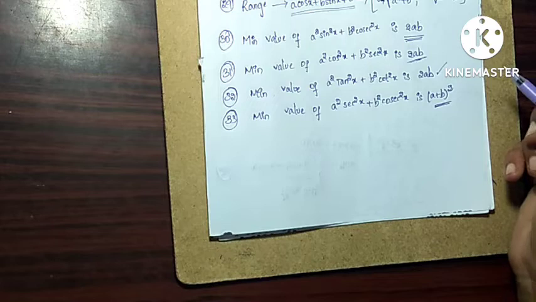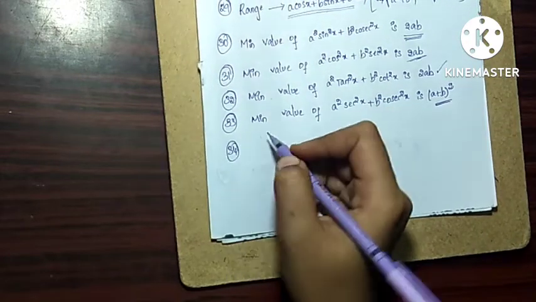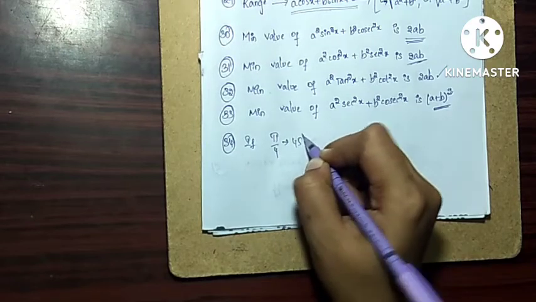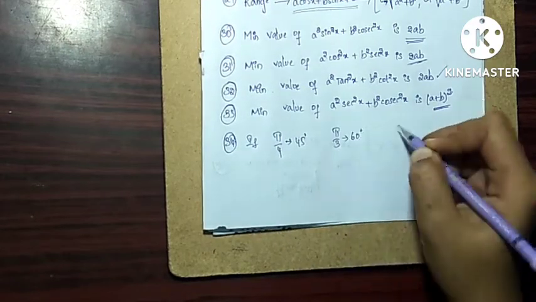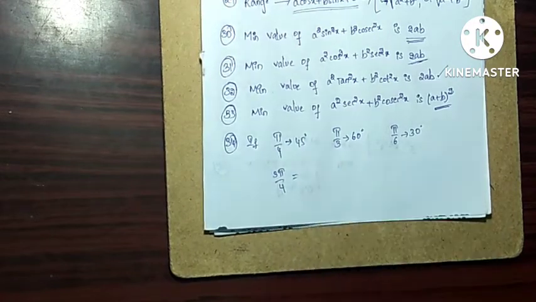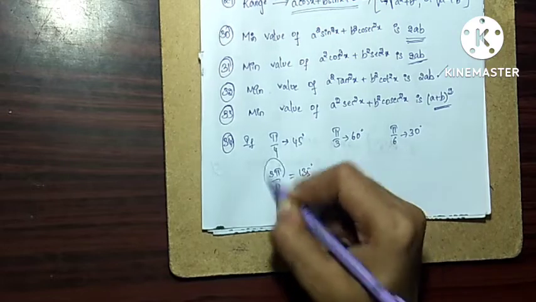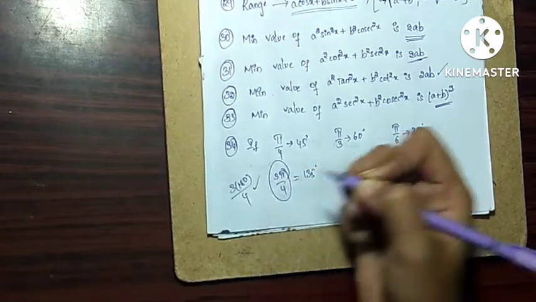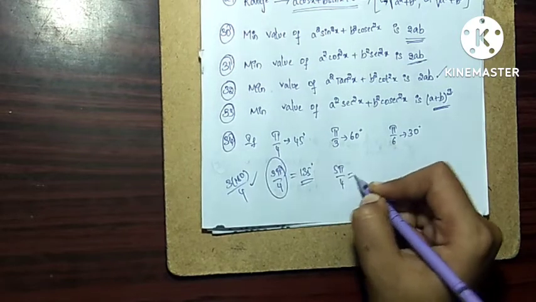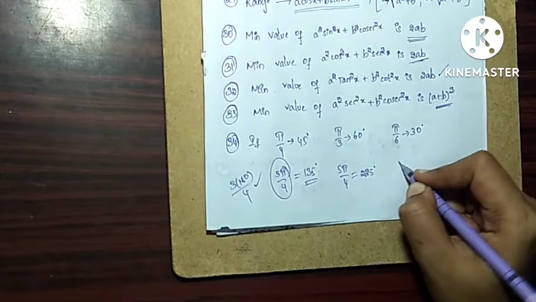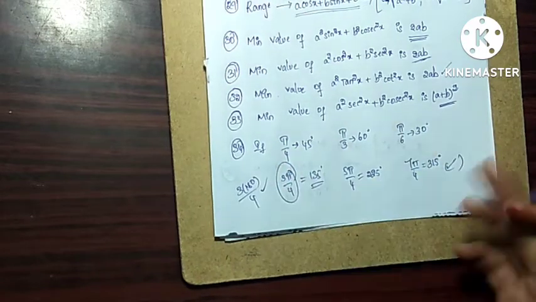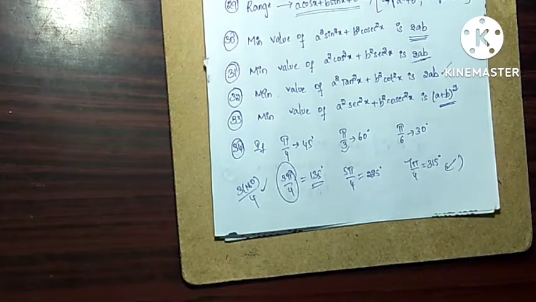Now we will check the 34th formula. We have to remember these values. Pi by 4 means 45 degrees, pi by 3 means 60 degrees, pi by 6 means 30 degrees, and 3 pi by 4 is 135 degrees. You can calculate it like 3 into 180 by 4 to get 135 degrees. 5 pi by 4 is 225 degrees. 7 pi by 4 is 315 degrees. Sorry, it's not a formula, you just have to remember these. We can use them anywhere.